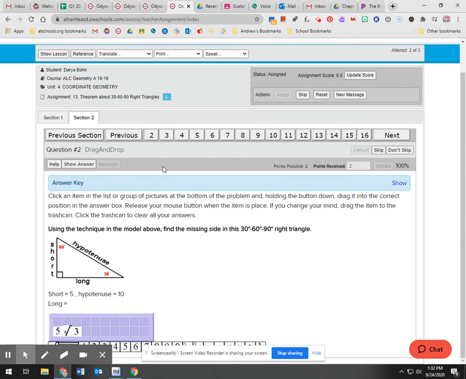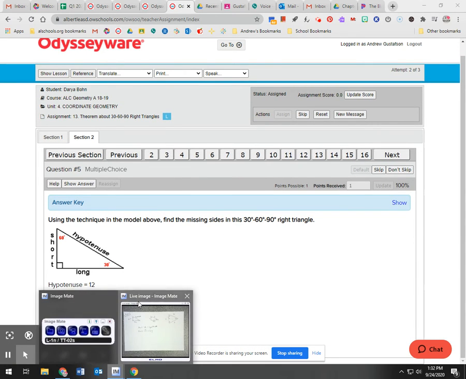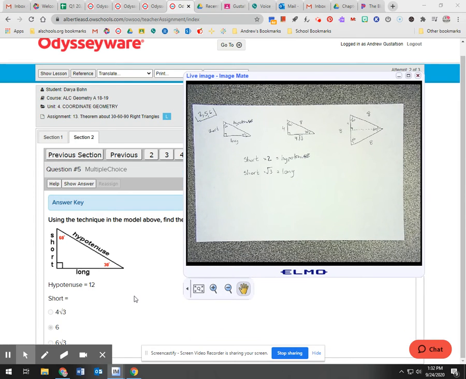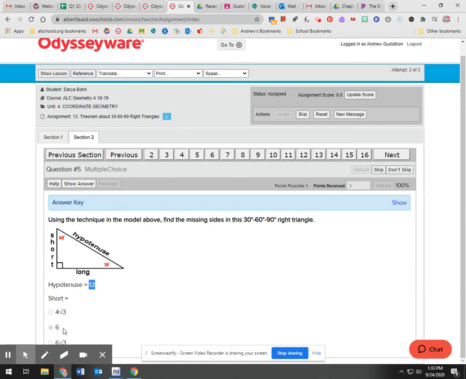Let's look at number 5. Here we go. Number 5 says we know the hypotenuse is 12, and we want the short leg. Well, if I know the hypotenuse and I want the short leg, since I'm going backwards through this, instead of timesing by 2, I would divide by 2. And that's what we see here. 12 divided by 2 is 6. So the relationship between the hypotenuse and the short leg is that the hypotenuse is twice as big as the short leg. The short leg is half of the hypotenuse.